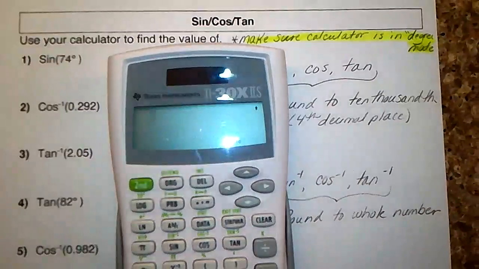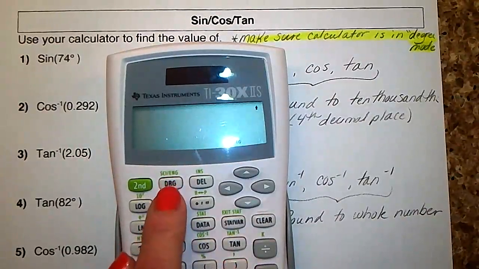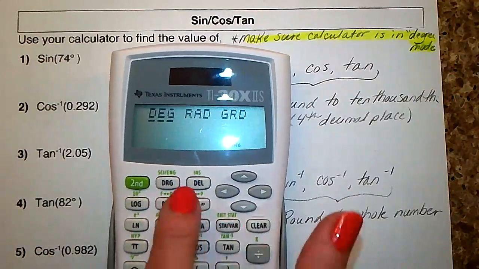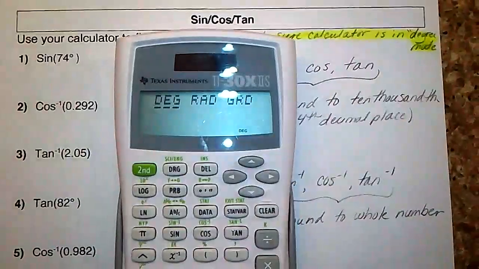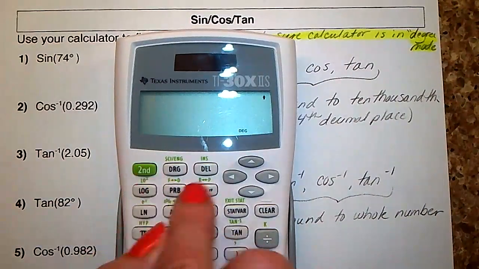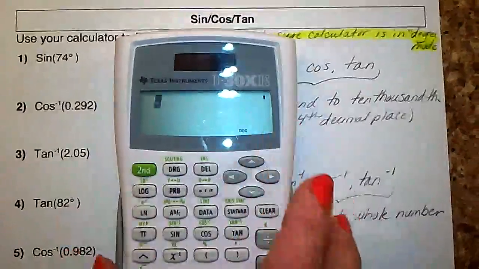If you have this type of calculator right here, you can see there's actually a button that says degree. And when you press that button right there, three options come up. You want to make sure it's on the first one, and then just hit enter, and you'll be automatically in degree mode. You can see it right here.